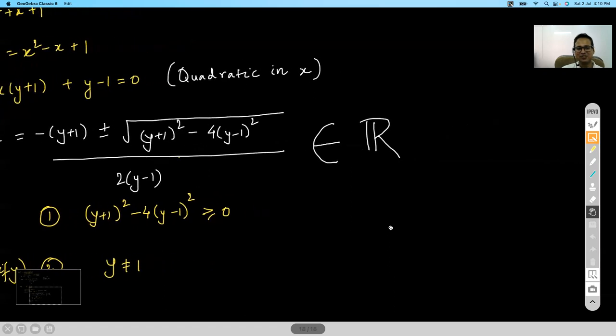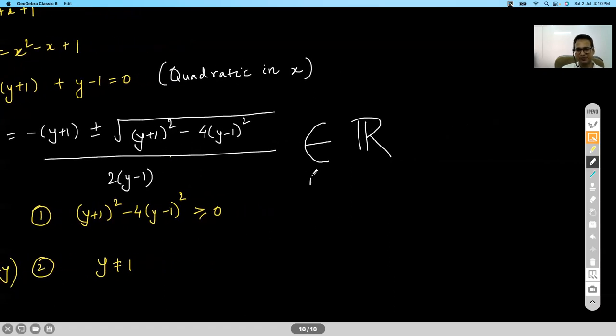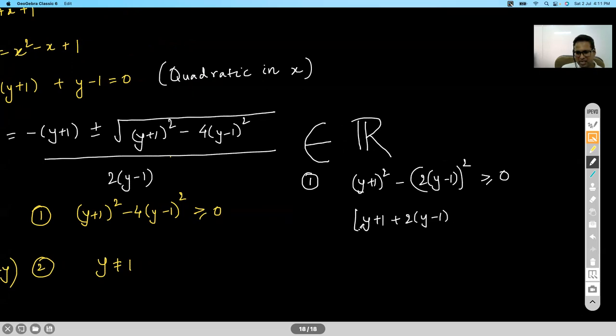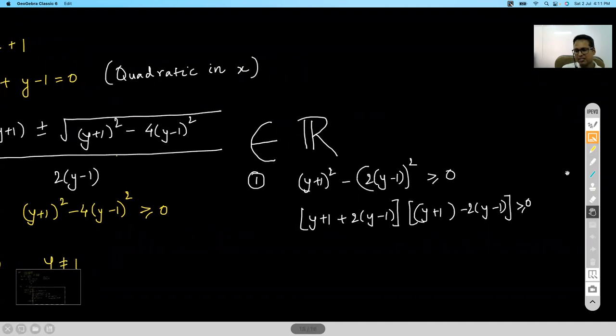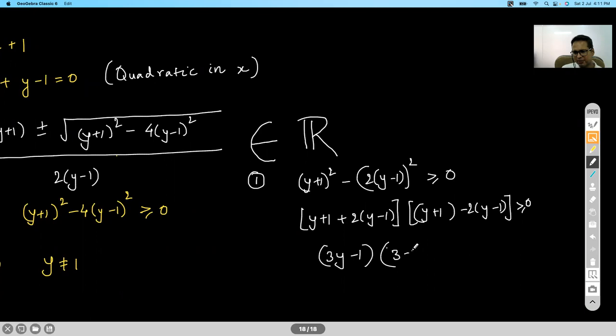Now, let's start with the first one. This I can write as something like this: minus twice, y minus 1, the whole square. Why am I writing it like this? Because I can use the a square minus b square formula, so it'll be a plus b into a minus b. Correct? Please highlight if I have missed out anything. So this will be 3y minus 1, and this is going to be, if I'm not mistaken, 3 minus y.